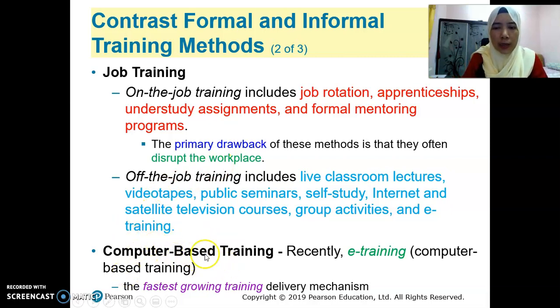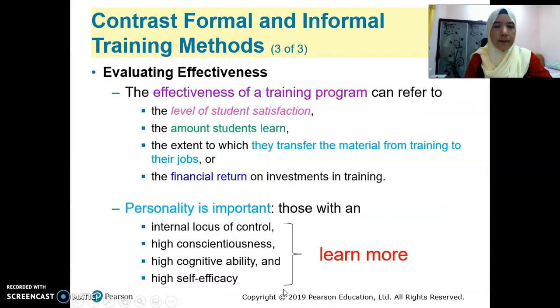Another training method is computer-based training. This relates to e-training, that means online or internet training. This is considered fast-growing training nowadays because everything is about the internet, e-learning, and online. It is considered the most popular and the fastest growing training delivery mechanism.